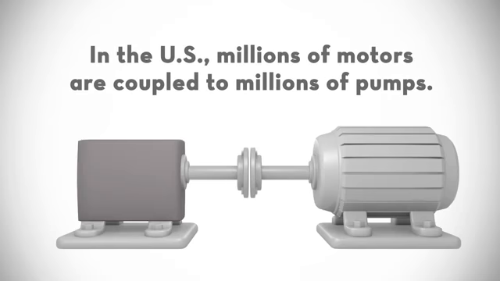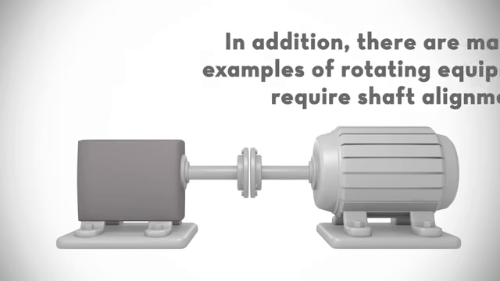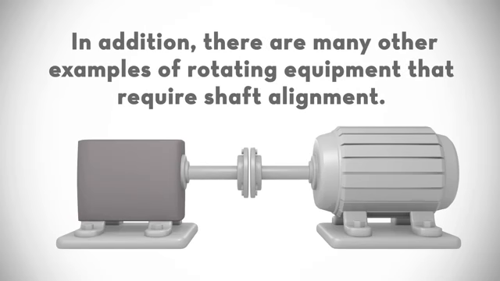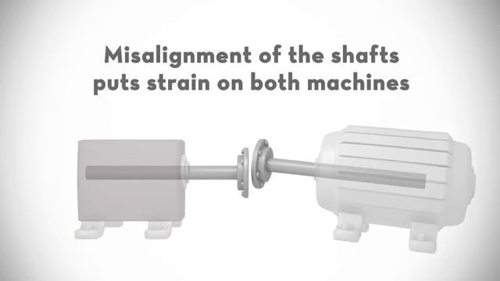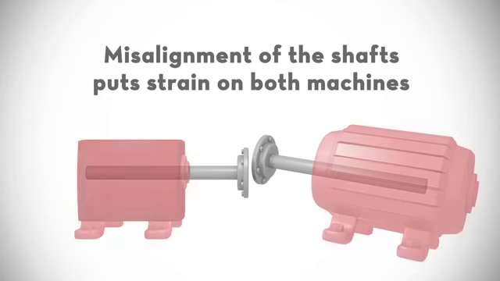In the U.S., millions of motors are coupled to millions of pumps. In addition, there are many other examples of rotating equipment that require shaft alignment. The shaft in the motor or engine rotates and drives the shaft in the pump or other driven machine. Misalignment of the shafts puts strain on both the motor and the pump. It can damage the bearings, the couplings, and other machine components.